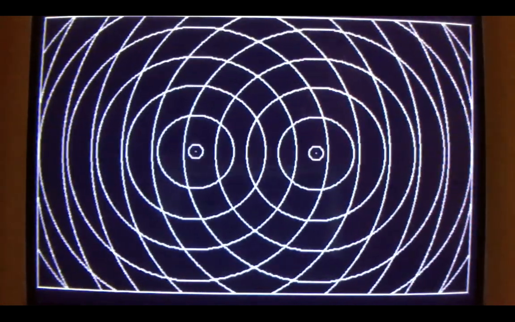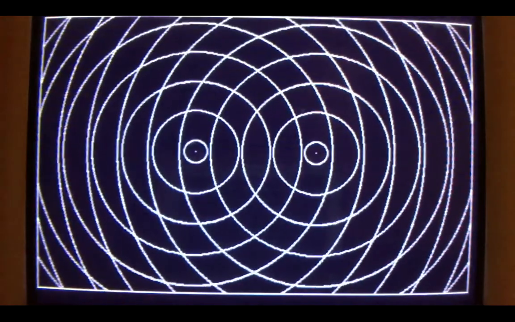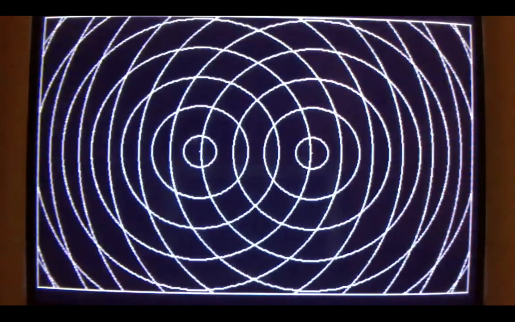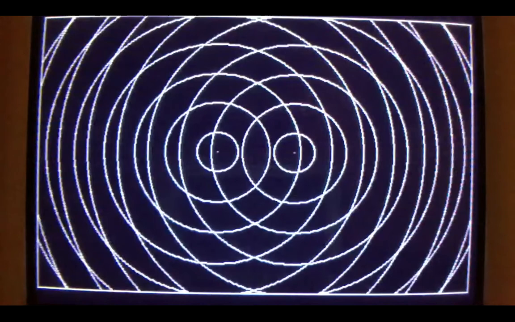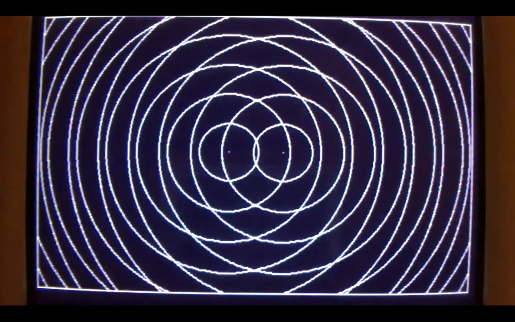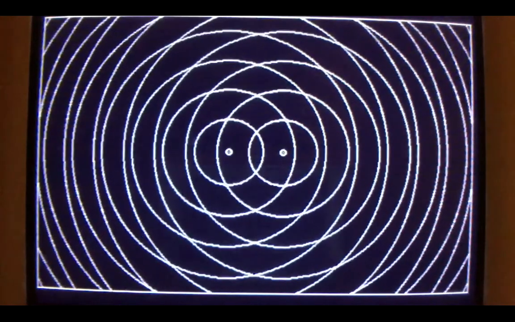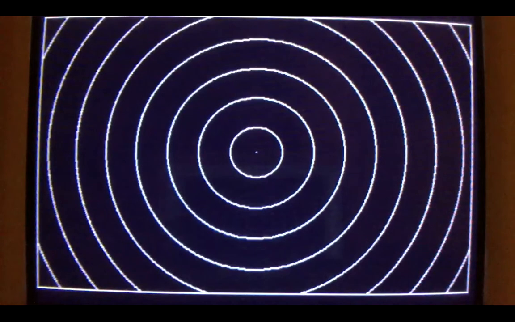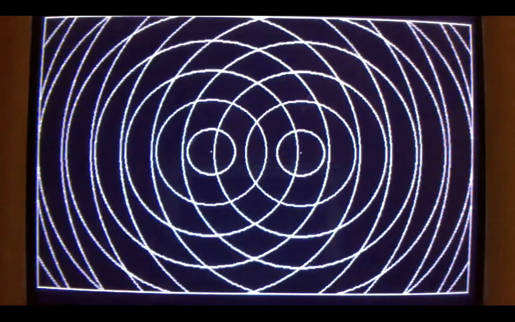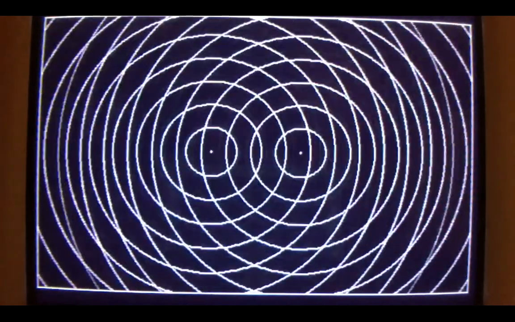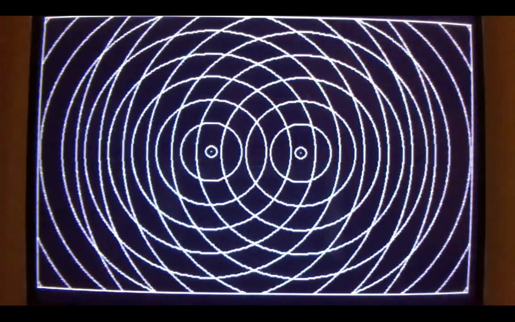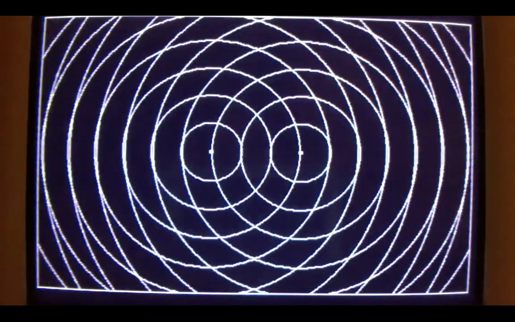Now the pattern can change depending on a few things. For example, the distance between the sources. If I move them closer together, I have less maximums and less nodal lines. That's quite evident when I put them on top of each other. The wavelength will affect the pattern as well. I'm making the waves longer now.